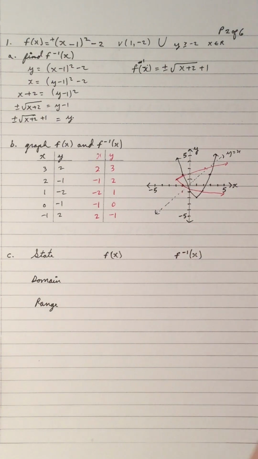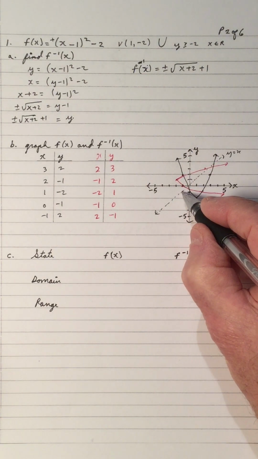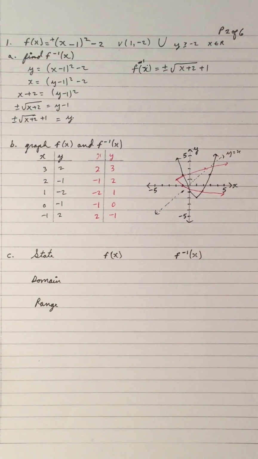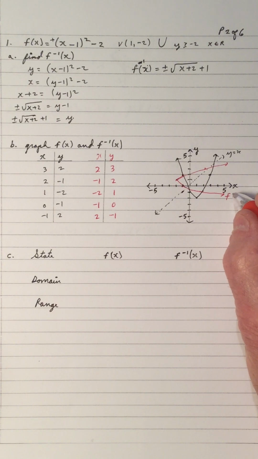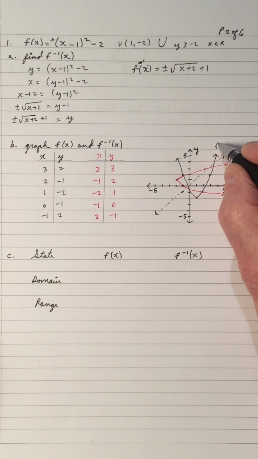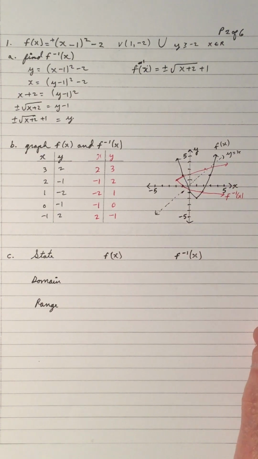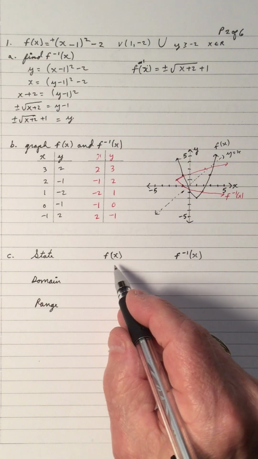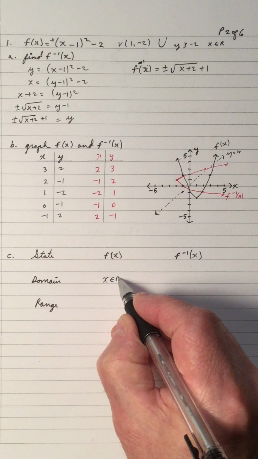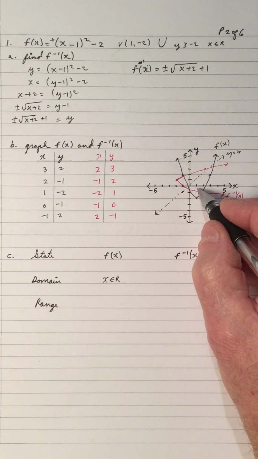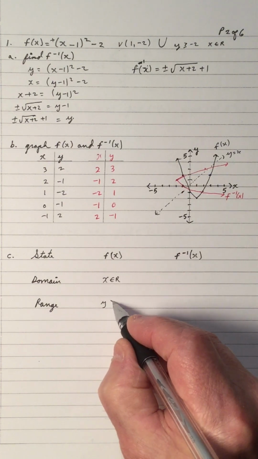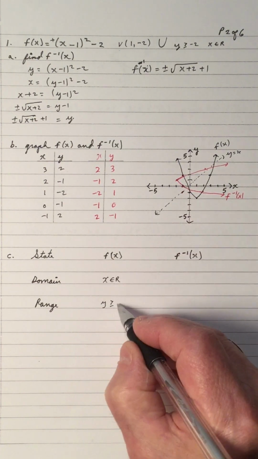This point right here, I just want to cover that little bit of red up there. So there's the inverse, this is f to the negative 1, and this one right here is the f of x. So the domain of the f of x is x belongs to the reals. This is the f of x, the parabola. Domain is real, and the y values are greater than or equal to negative 2.